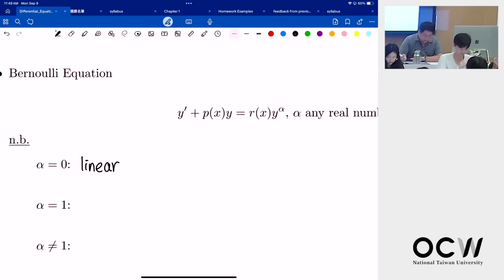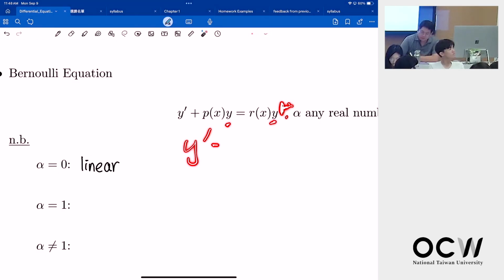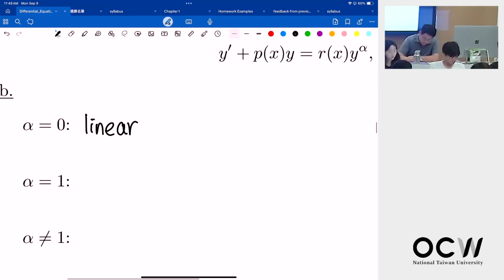And how about alpha equals 1? If alpha equals 1, is that linear, separable, or exact? Which one? Separable, right? Because here's y. So I can have y prime equals a function of x times y. So when alpha equals 1, it is separable. If it is not 1, then it's the Bernoulli equation, which we need to learn.